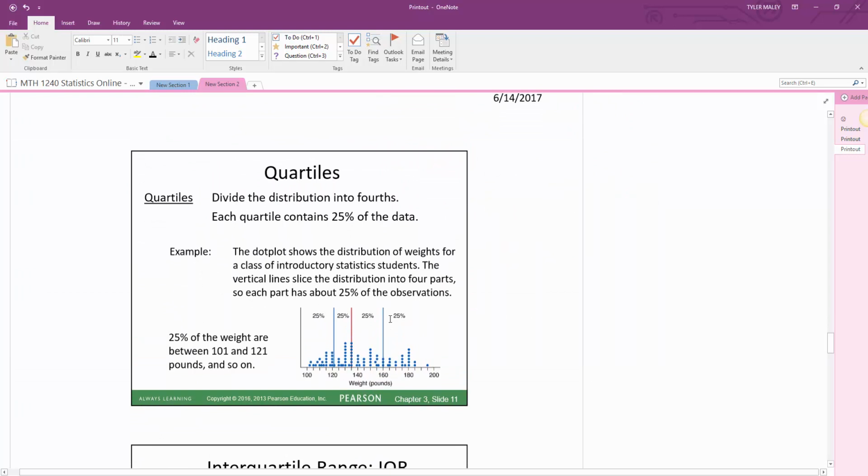Right. So the next thing that we need to do is to think about quartiles. We're told here that we need to divide the distribution into fours, so each quartile will contain 25% of the data. For example, here it says the dot plot shows the distribution of weights for a class of introductory statistics students. The vertical line slices the distribution into 4 parts. So each part has about 25% of the observations, right? So we want to find where these lines are. This red line is the median, and these 2 blue lines are quartiles, right? We call this quartile 1, and this is quartile 3. This is actually quartile 2, which is also the median, right? And over here, we would have my min, and over here we have a max, right?